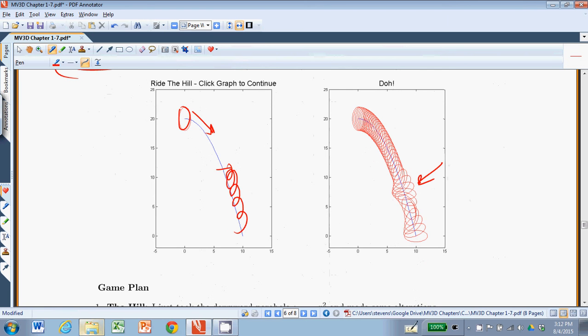Okay, so it's a simple game plan. The game plan is I'm going to create this hill. And then I'm going to create my ellipse. And basically I'm just going to translate my ellipse by dx and dy, letting it follow this path until it gets to a certain height, and then I'm going to rotate and translate. Remember, I have to rotate first and then translate.